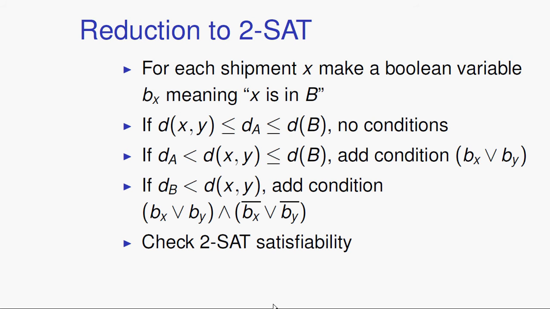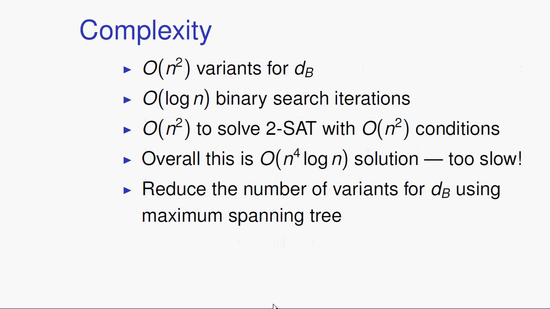And then we make a conjunction of all those conditions for all pairs X and Y and check whether there are values for all those values bx and by such that the formula is true. That is basically a 2SAT satisfiability problem. So we can solve that. Let us estimate the complexity of this solution.